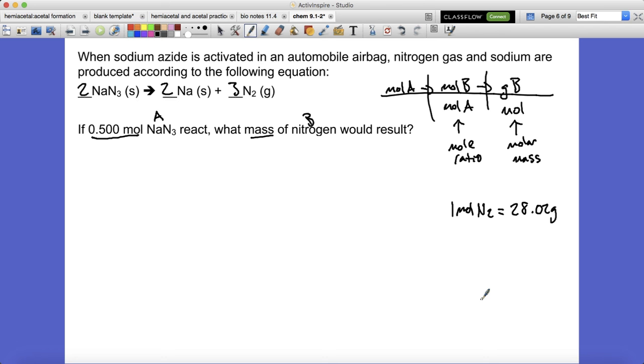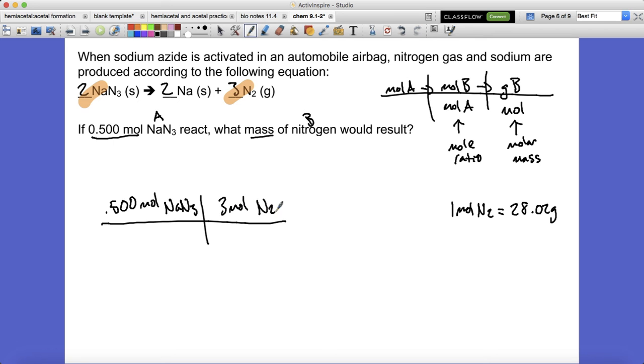So I'm going to use a mole ratio and molar mass, but I'm just going to start with what was given, 0.500 moles of that sodium azide. Again, I'm starting with A. I'm doing it in a molar ratio, and it says B over A, right? I need to put nitrogen over sodium azide. So I'm going to, again, use my equation here. I'm going to put 3 moles of nitrogen over 2 moles of sodium azide because that's how it balanced. That covers my mole ratio.